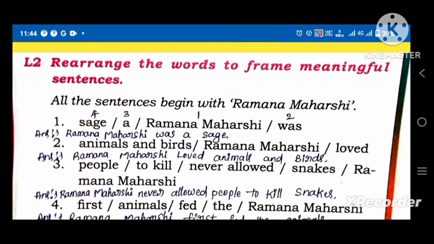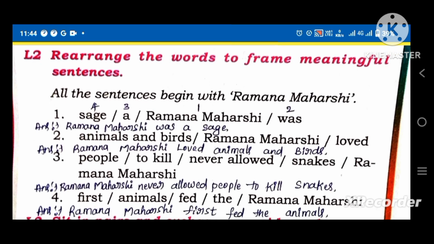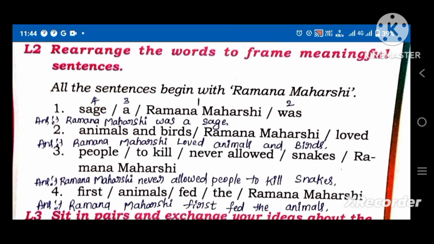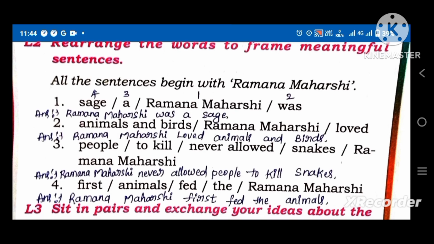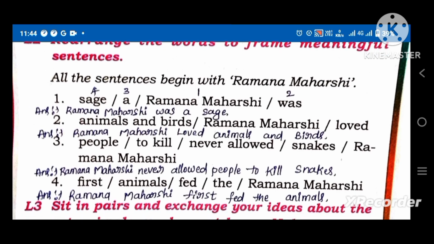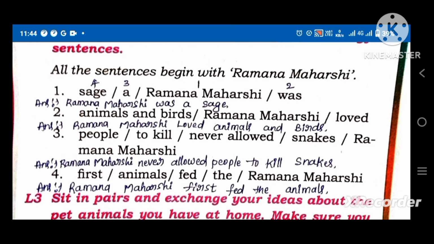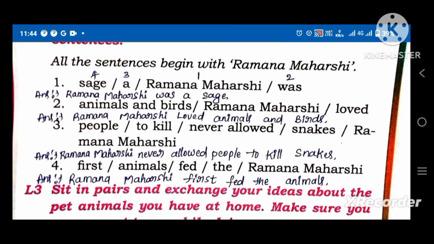Second main: Rearrange the words to frame meaningful sentences. All the sentences begin with Ramana Maharshi. First one: sage, a, Ramana Maharshi, was. Answer: Ramana Maharshi was a sage. Second one: animals and birds, Ramana Maharshi, loved. Answer: Ramana Maharshi loved animals and birds.